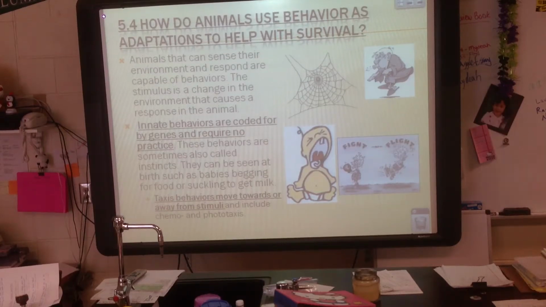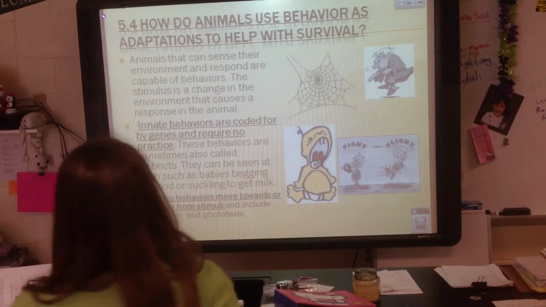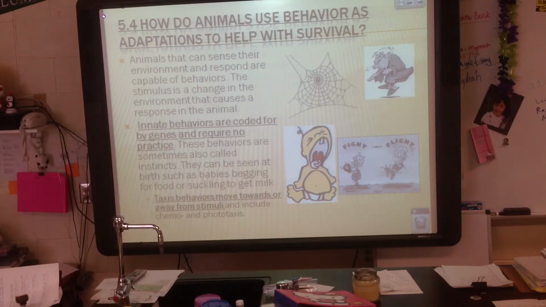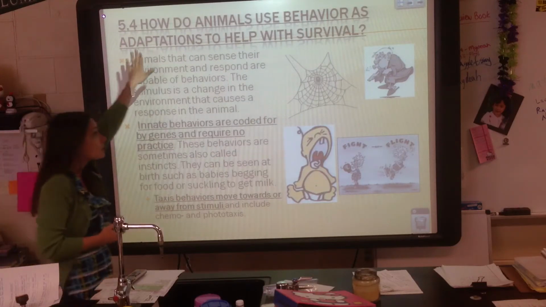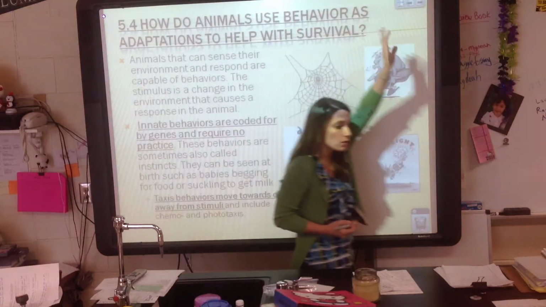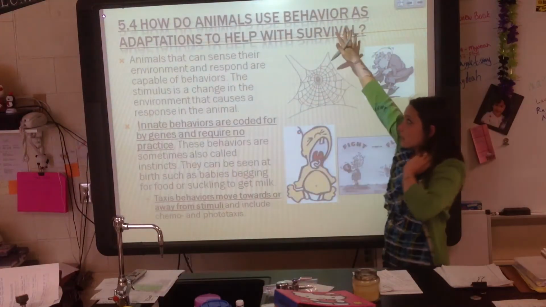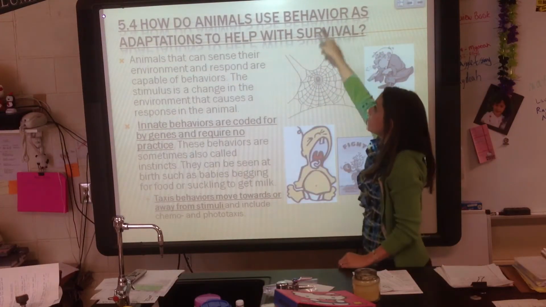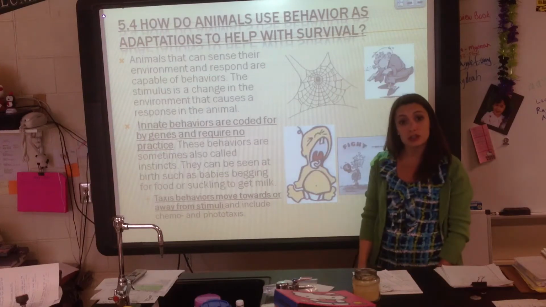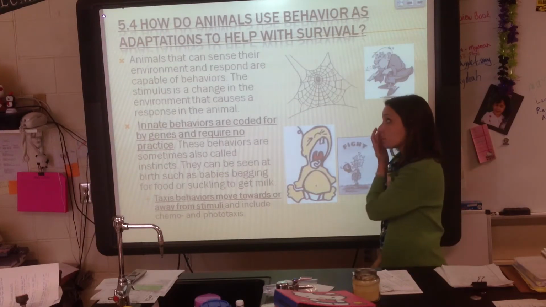We are in section 5.4. How do animals use behavior as adaptations to help with survival? So you're copying this title. How do animals use behavior as adaptations to help with survival?